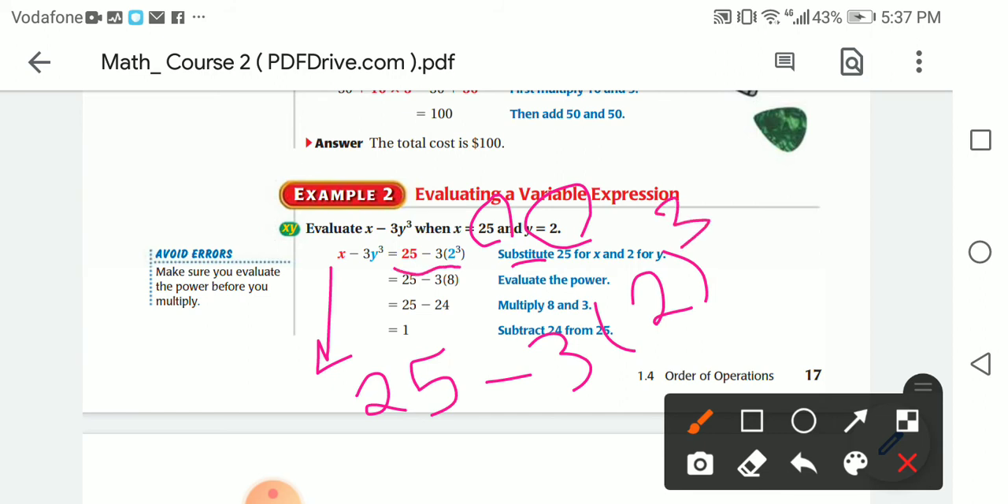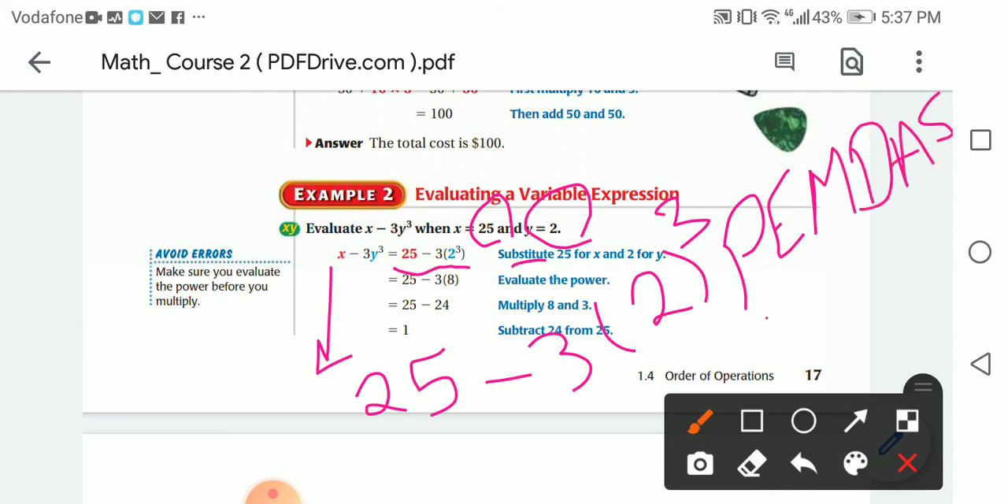After this, what should I start with? Miss, I know PEMDAS, right? PEMDAS. P means what? The brackets. Where's the brackets here? 2 to the third power is in a bracket, right? 2 to the third power gives me 8. I solved the brackets, the first one. Do you see this?